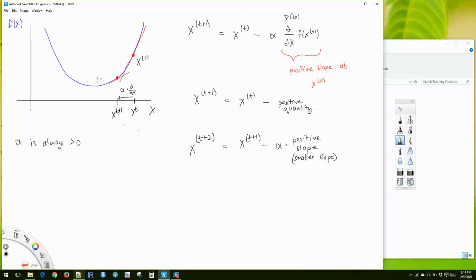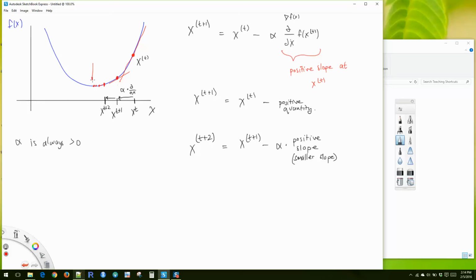Okay, so the next step that we take will be a little bit smaller still, okay? And so the next step will be a little bit smaller, and this will be x at time t plus 2. Okay, and this algorithm continues, and our slope is getting smaller and smaller, and so our steps get smaller and smaller and smaller until we reach the minimum.